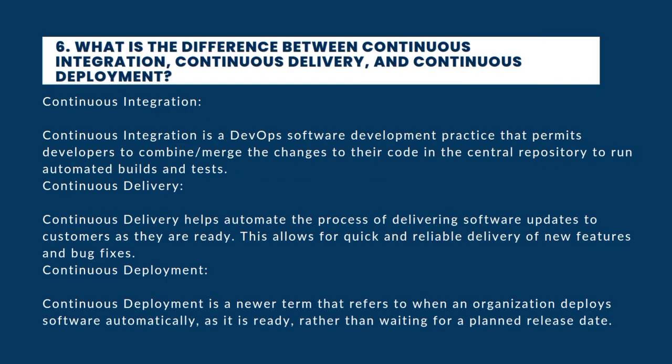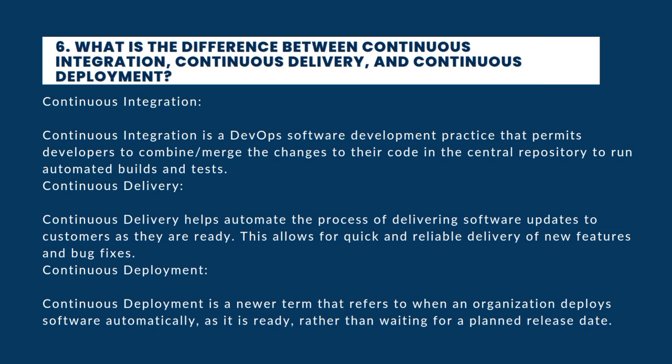6. What is the difference between continuous integration, continuous delivery, and continuous deployment? Continuous integration. Continuous integration is a DevOps software development practice that permits developers to combine, merge the changes to their code in the central repository to run automated builds and tests.